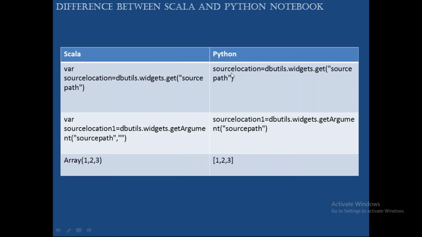See the difference between Scala and Python. Here in Python you use get or get argument, but when you are reading the widget value, you use the variable directly. But in Scala you need to say whether it's a mutable or immutable variable. Mutable means changeable. Note it down, don't confuse. In Python we have a list, 1, 2, 3 in square brackets, but in Scala you need to say Array 1, 2, 3.